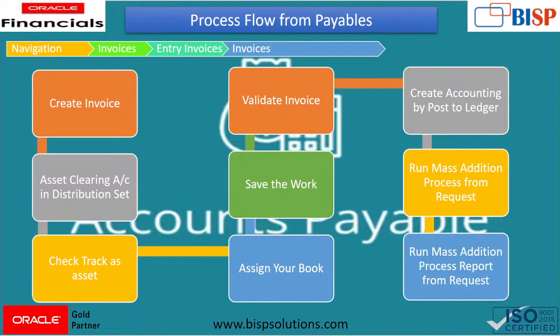Then we will validate the invoice, and the most important thing for post mass addition: before running the mass addition process, you should create accounting by posting to ledger. Then we will run the mass addition process from the request group, and then run the mass addition process report from the request group. And the navigation will be invoice, entry, invoice, using my responsibility as Payables Vision USA.